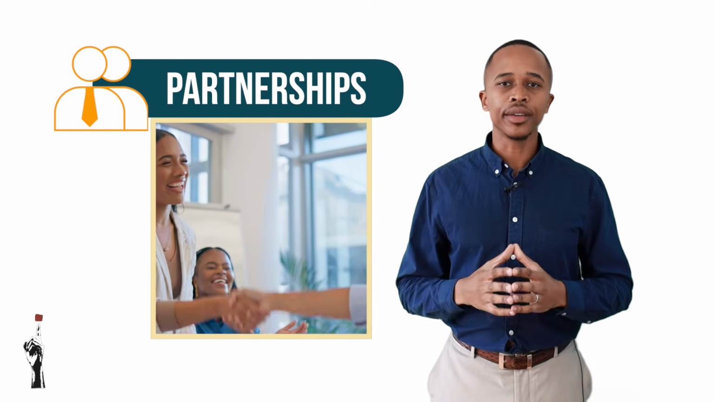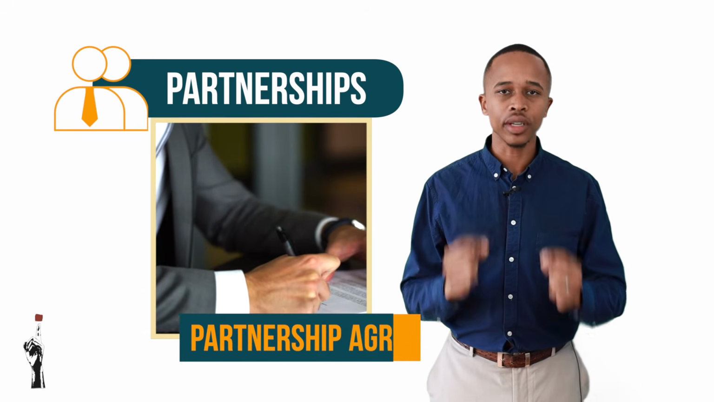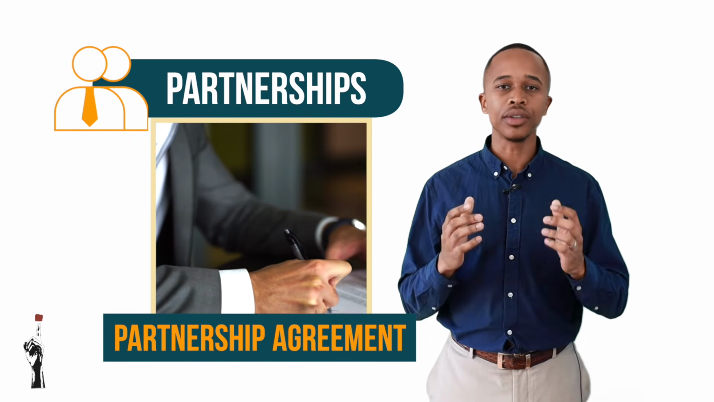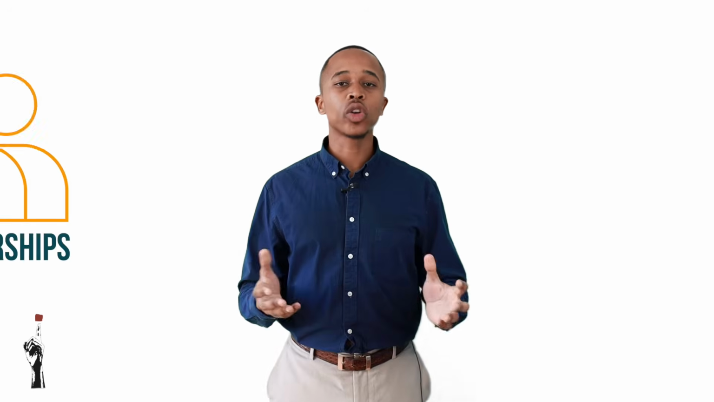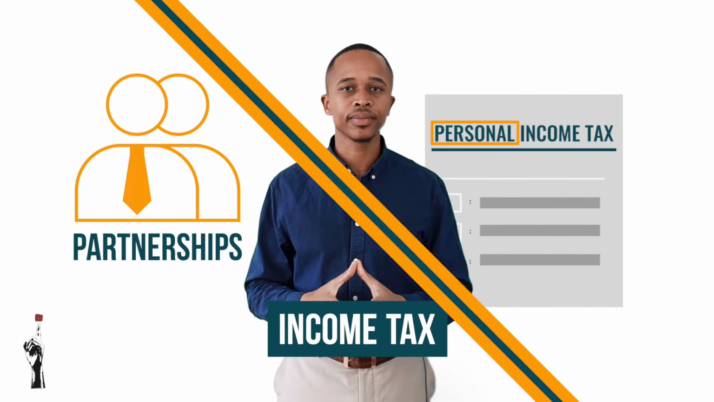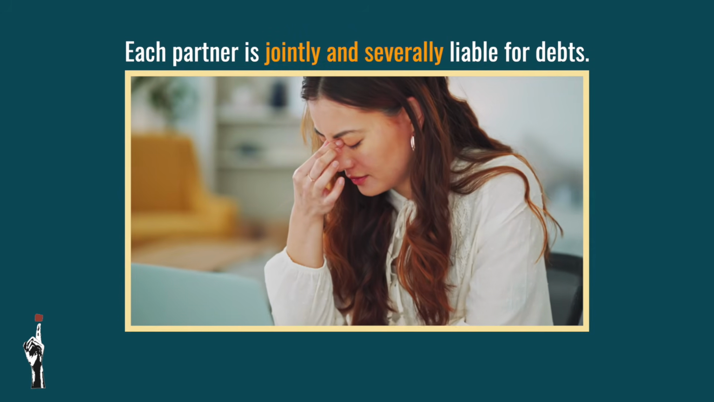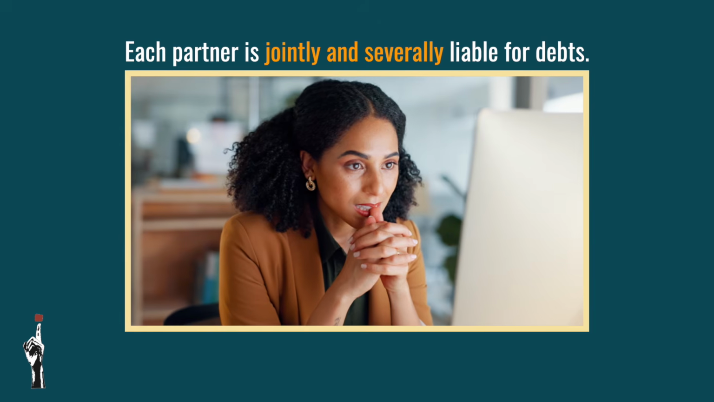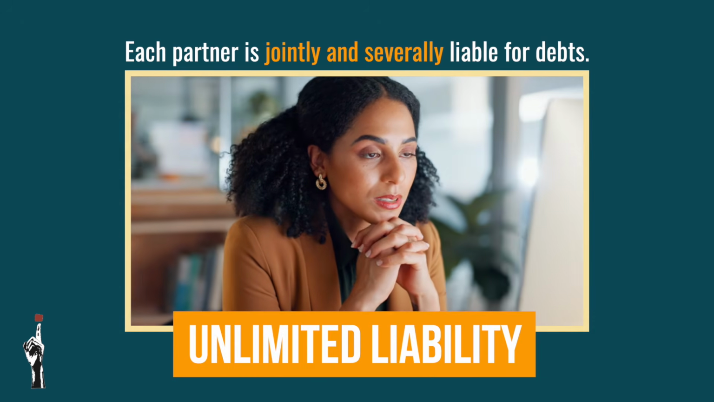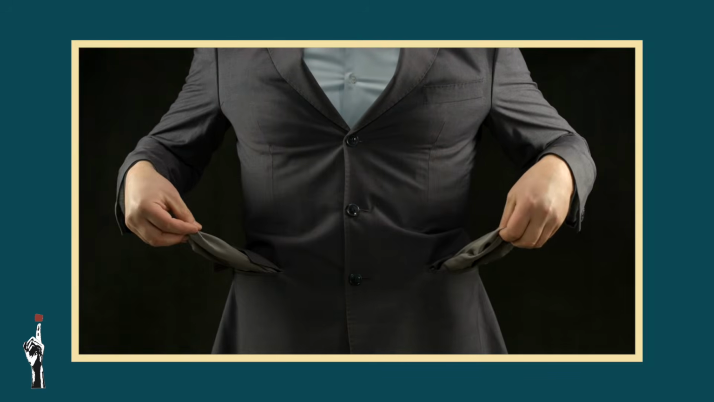Although a verbal agreement is valid, I would recommend a partnership agreement, which is a written contract that outlines the partnership's agreement. Each partner also pays income tax in their own personal capacity. Each partner is collectively and individually liable for debts. And therefore, just like in a sole trader, there is unlimited liability for debts. And the partners can lose their private property if the business goes bankrupt.